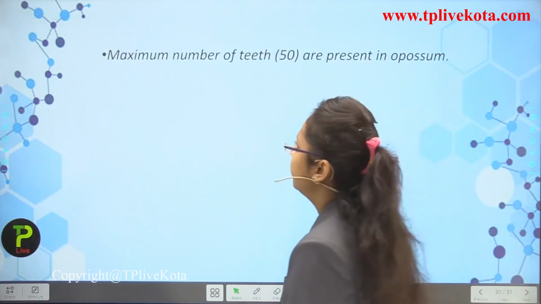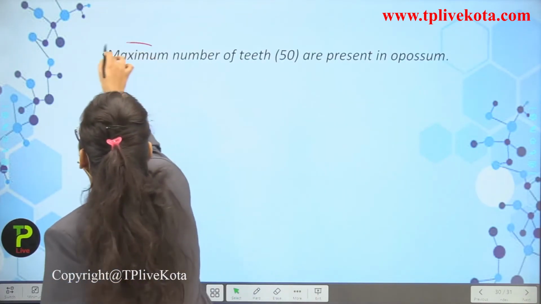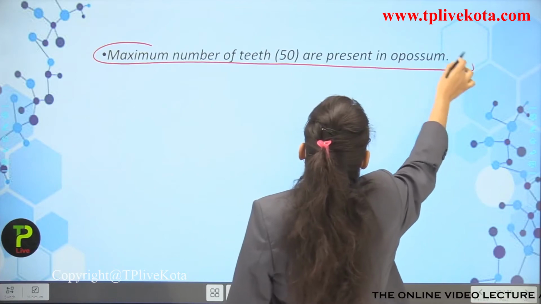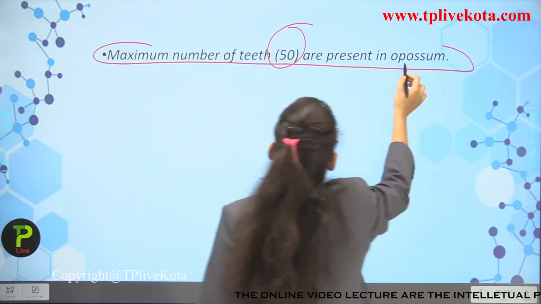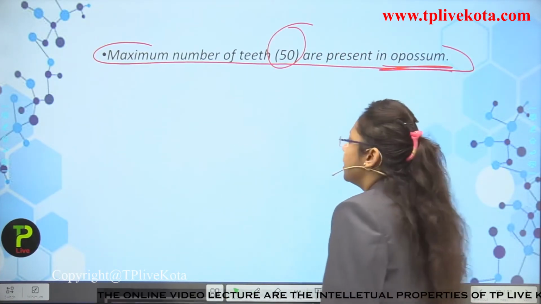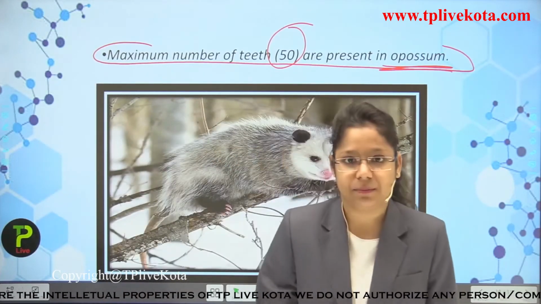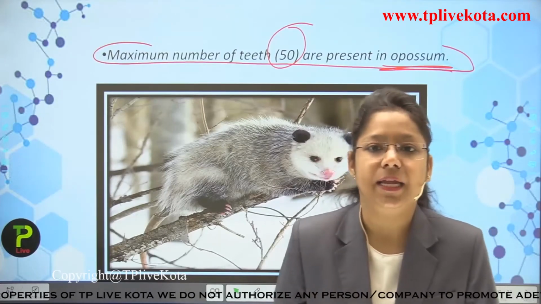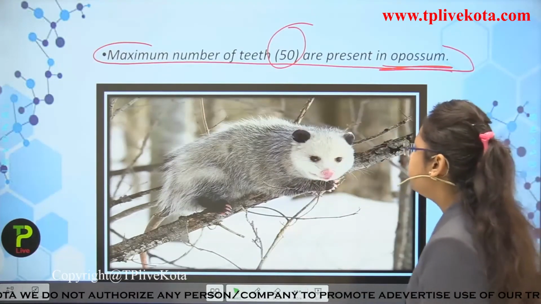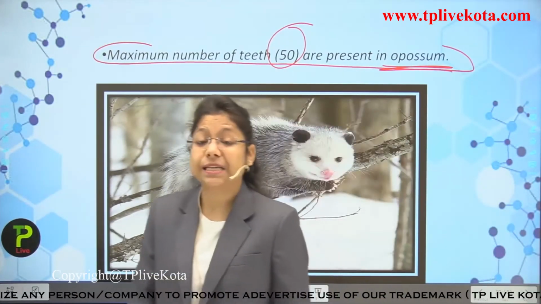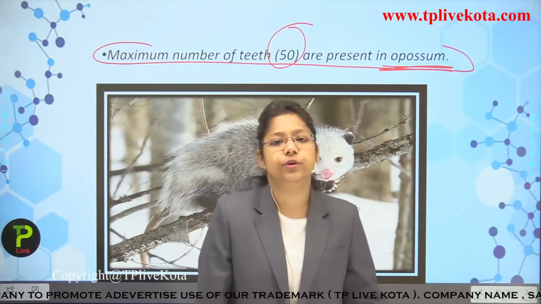Now I am moving toward the third important fact. So the third important fact is that the maximum number of teeth, that is 50, are present in the opossum. So opossum is an animal. You can see here it is a furry animal which looks somewhat like a mouse. Okay, you can see here. So it has the maximum teeth and the teeth count is 50.